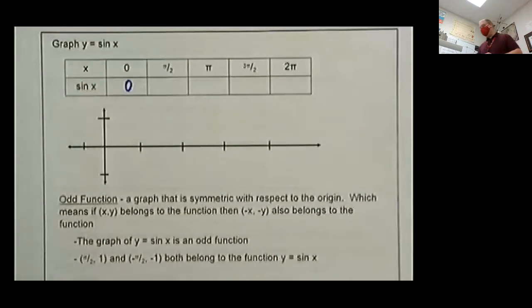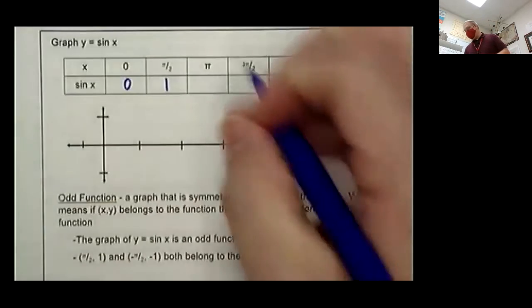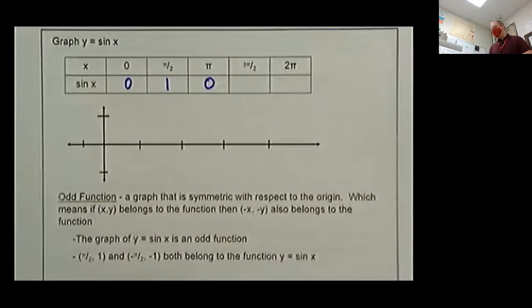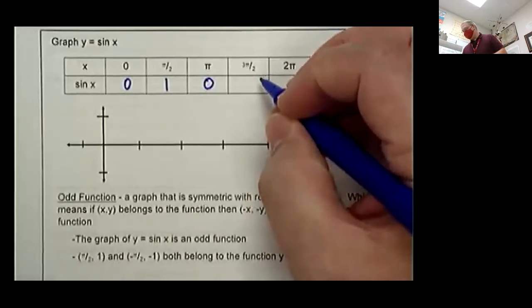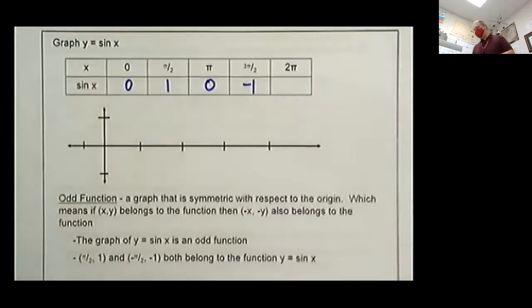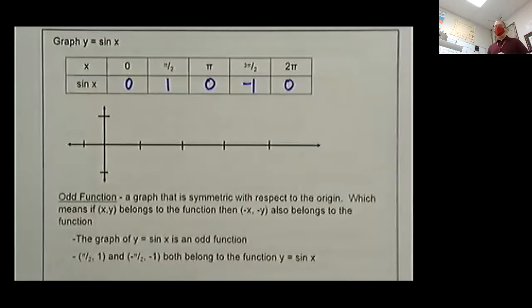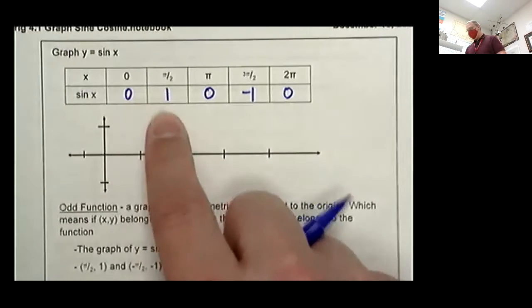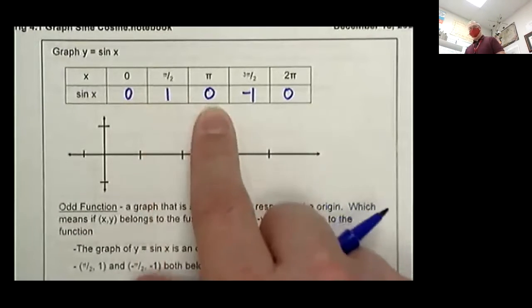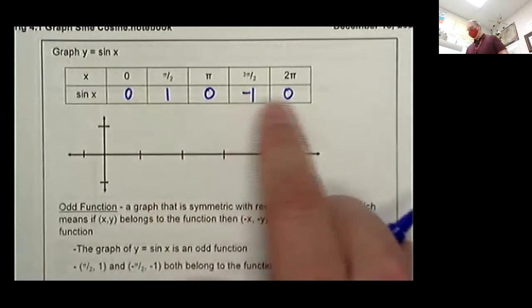Sine, the vertical distance at 90, well, that's 1. The vertical distance at pi, or 180, we're back to 0. The vertical distance at 3 pi halves, 270, is -1 because we're down 1. And at 2 pi, we're back to 0. And that will match up with all of our increasing and decreasing, right? From 0 to pi halves, we're increasing from 0 to 1. Now we're decreasing from 1 to 0, decreasing from 0 to -1. Now we're coming back and increasing from -1 to 0.